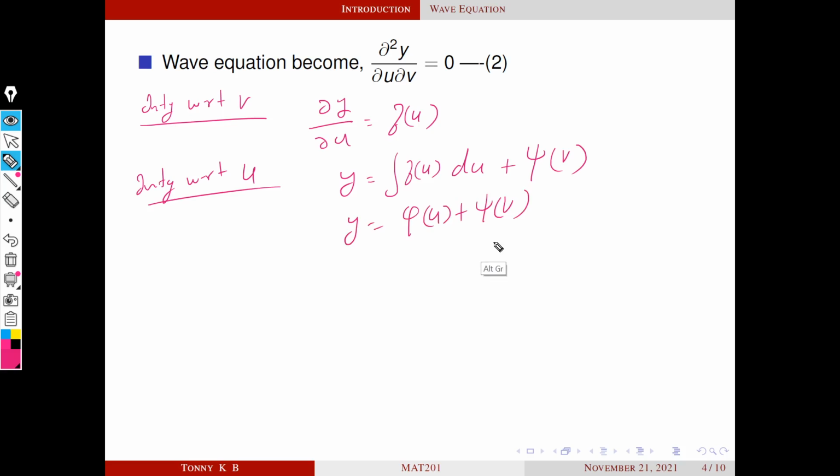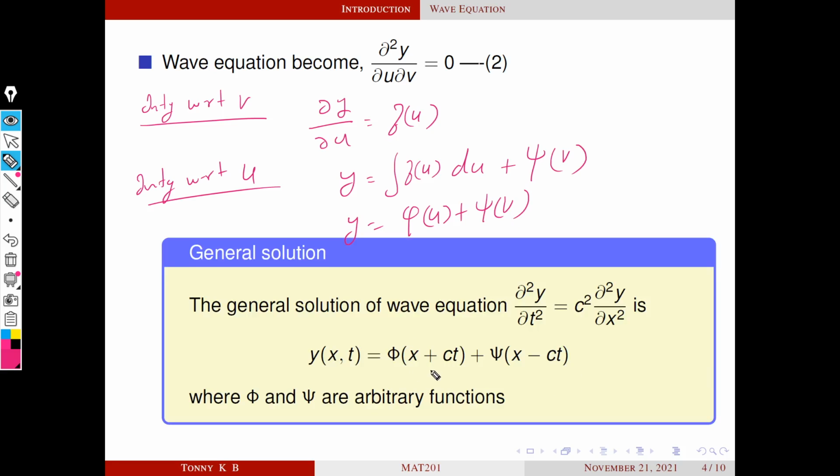Okay, here the integral of f of u du is again a function of u. So we take that function as some phi of u. Clear? Because this integral is also a function of u. We simply denote that function by phi of u. So ultimately our y is of the form some arbitrary function of u plus some other arbitrary function of v. We know what u and v are: u is x plus ct, and v is x minus ct. So our solution y(x,t) becomes phi of (x plus ct) plus psi of (x minus ct).